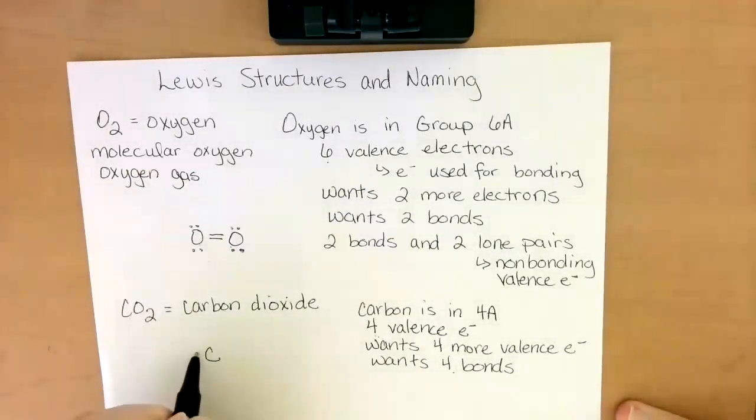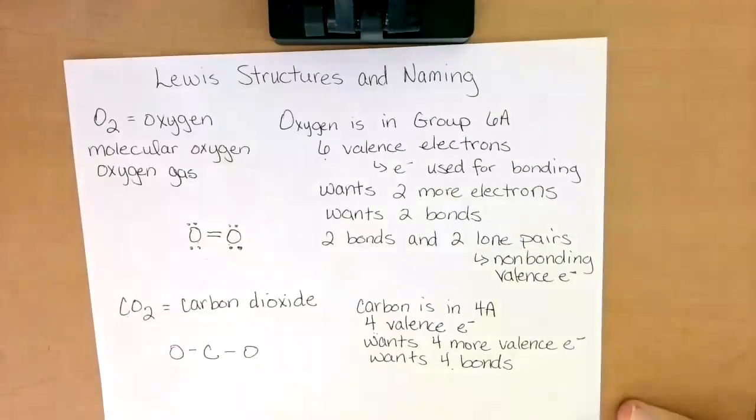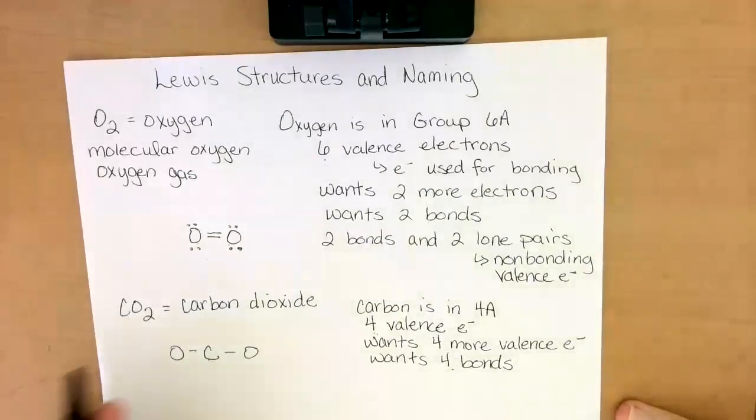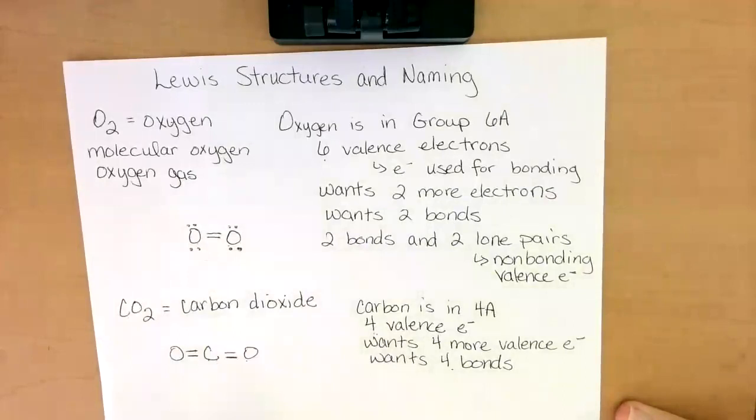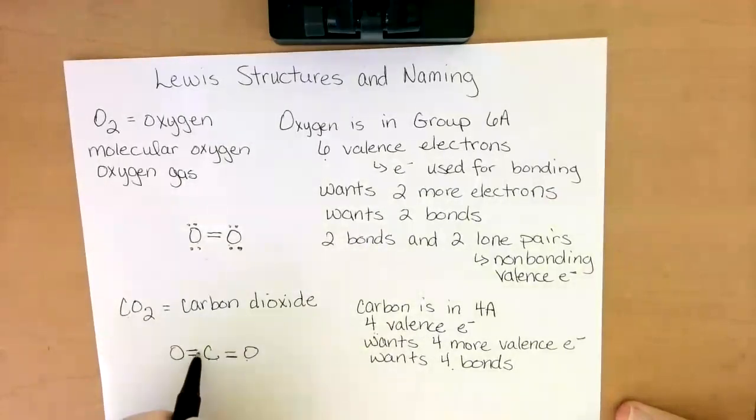I'm going to put carbon in the center and I'll put an oxygen on each side. The oxygens want 2 bonds. They're next to someone who wants more bonds, so I will give them that extra bond. On this side as well, oxygen wants another bond. Carbon also wants another bond, so I give it to them. Then the carbon has used all 4 of his valence electrons. He's done. There's no extra non-bonding electrons.